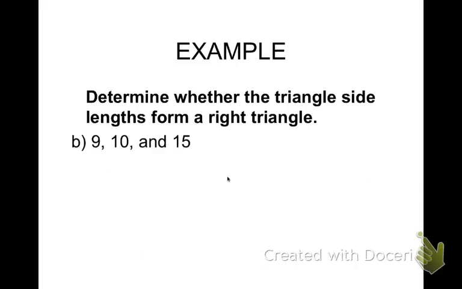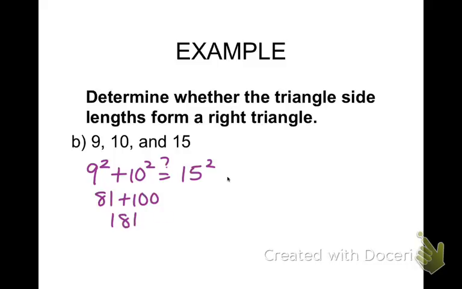All right, let's look at B. Which number should be your c? 15. So now let's check. Does 9 squared plus 10 squared equal 15 squared? Probably not, right? The other one did. So 81 plus 100 is 181. Is that equal to 225? No, so that means that it is not a right triangle.